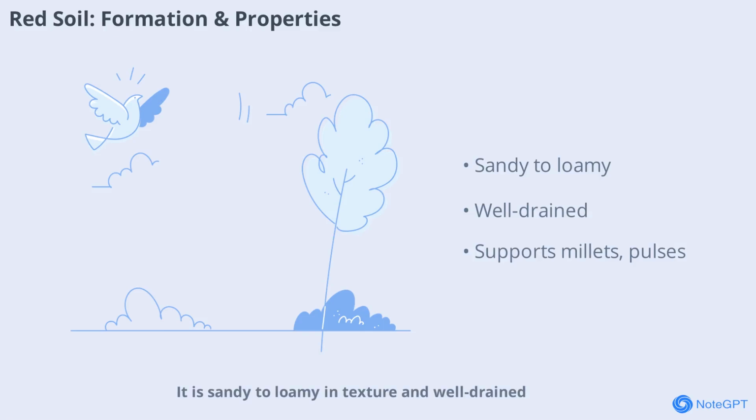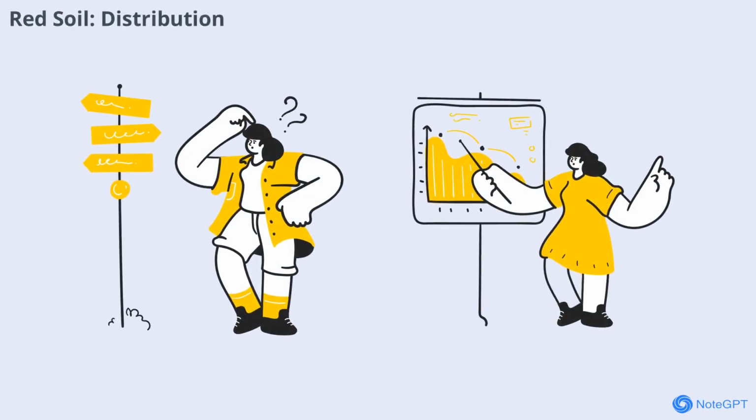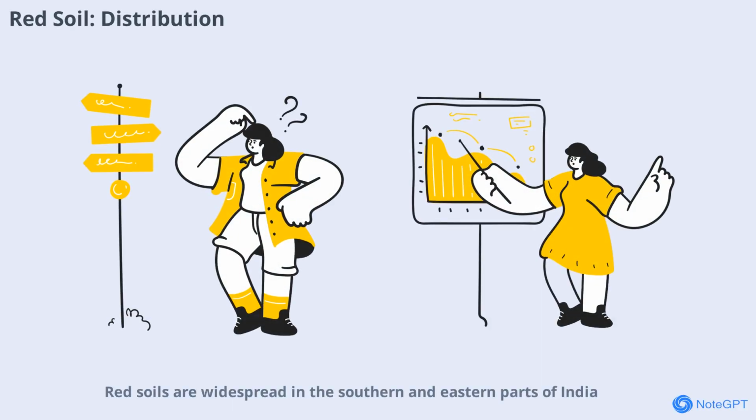It is sandy to loamy in texture and well-drained, but often lacks essential nutrients. Despite its limitations, red soil can support crops like millets, pulses, groundnut, and potatoes when supplemented with fertilizers and organic matter. Red soils are widespread in the southern and eastern parts of India, especially in Tamil Nadu, Karnataka, Andhra Pradesh, Odisha, and Chhattisgarh. Their distribution is linked to the underlying rock formations and climatic conditions of these regions.